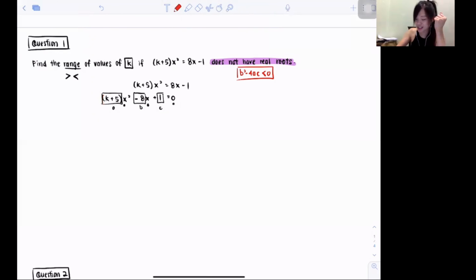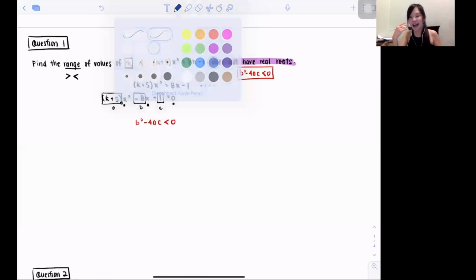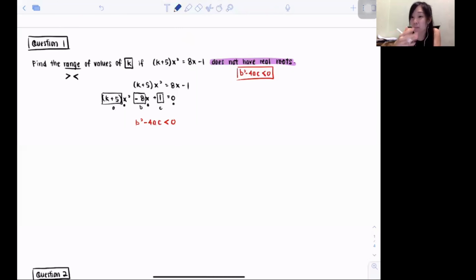So this question already tells you this does not have real roots. I don't even know the complete equation, but before I do it, I already know that they don't have real roots. So if they don't have real roots, that means I can use b squared minus 4ac lesser than 0. So now I can straight away use my b squared minus 4ac lesser than 0 to find backward what my k is to be if they do not have real roots. Understand, my dear?